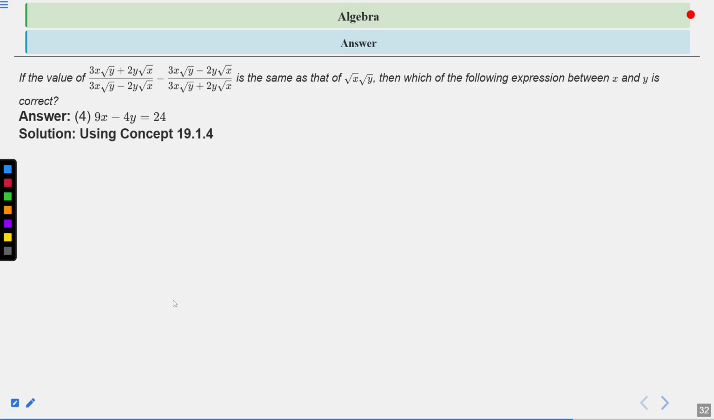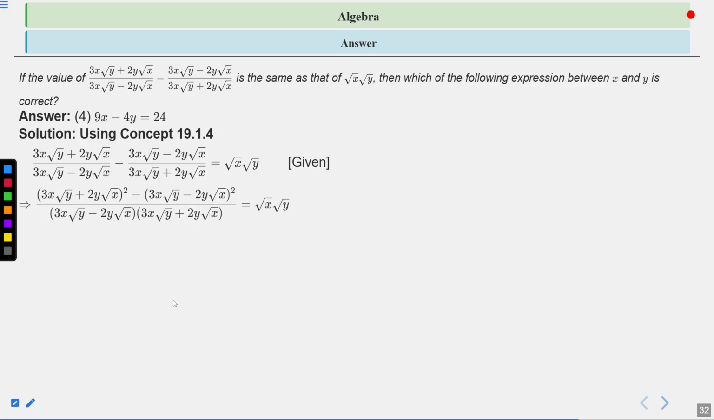Now see the detailed solution using concept 19.1.4. So we can write the equation as 3x root y plus 2y root x upon 3x root y minus 2y root x, minus 3x root y minus 2y root x upon 3x root y plus 2y root x, which equals under root x into under root y. It is given.